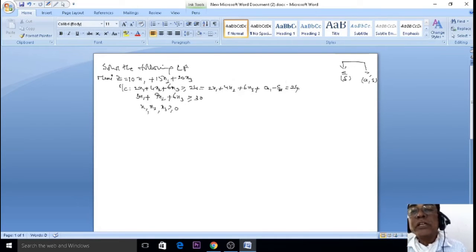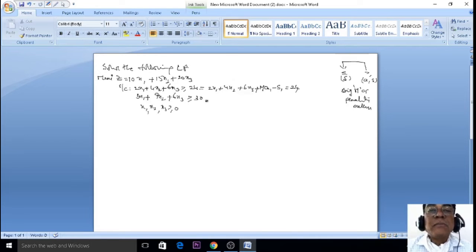So the coefficient before S1 is equal to 1. But what is the coefficient before A1? We have to apply M. That is called the big M method. This method is called the big M method, or penalty method. Understand? Come to this point.